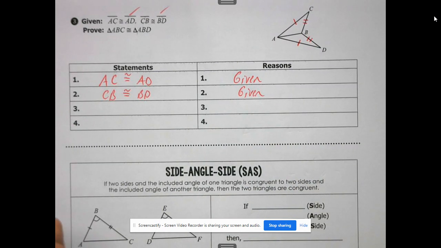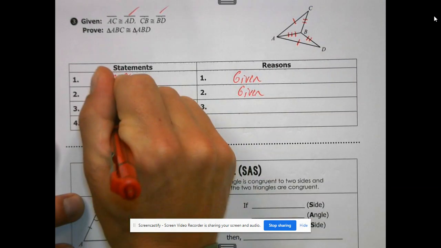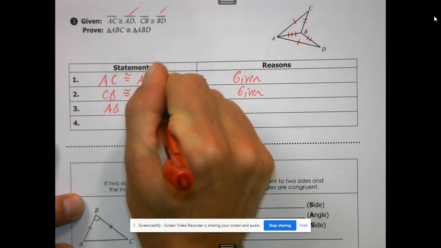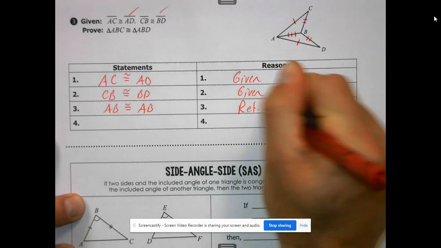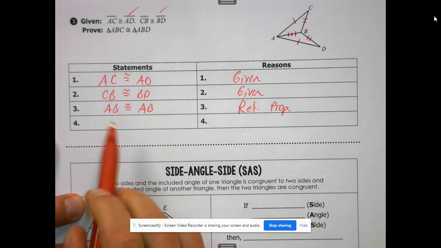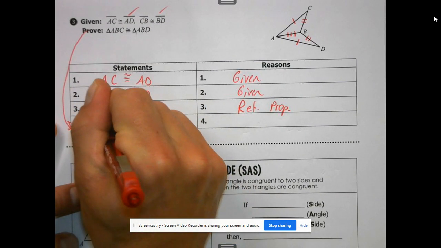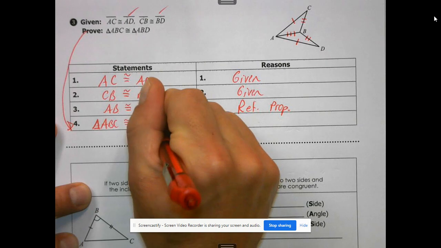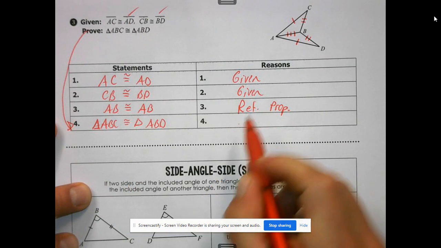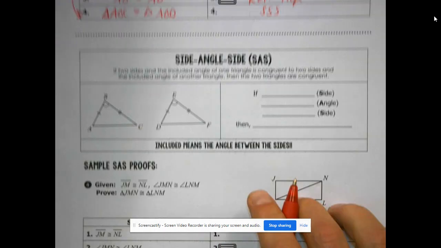Now is when you have to look at the diagram and figure out what else could I possibly mark congruent. In this case, I'm going to say AB is congruent to itself, AB. The reason for that, when you have something congruent to itself, that is your reflexive property. Your last statement is what we're trying to prove. I'm trying to prove that triangle ABC is congruent to triangle ABD. And how are they congruent? They're congruent by side, side, side. All right, on to the next, guys.